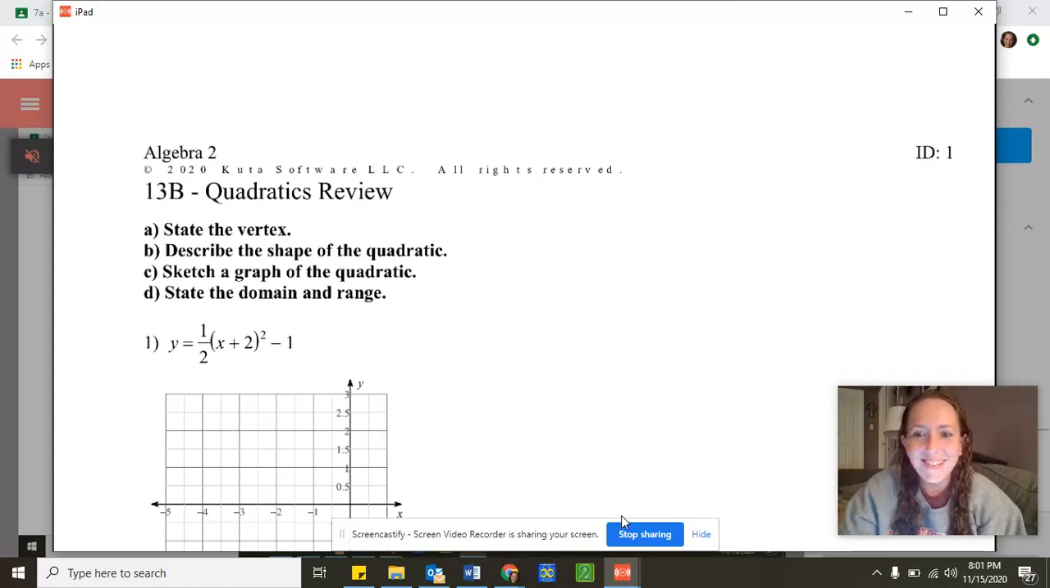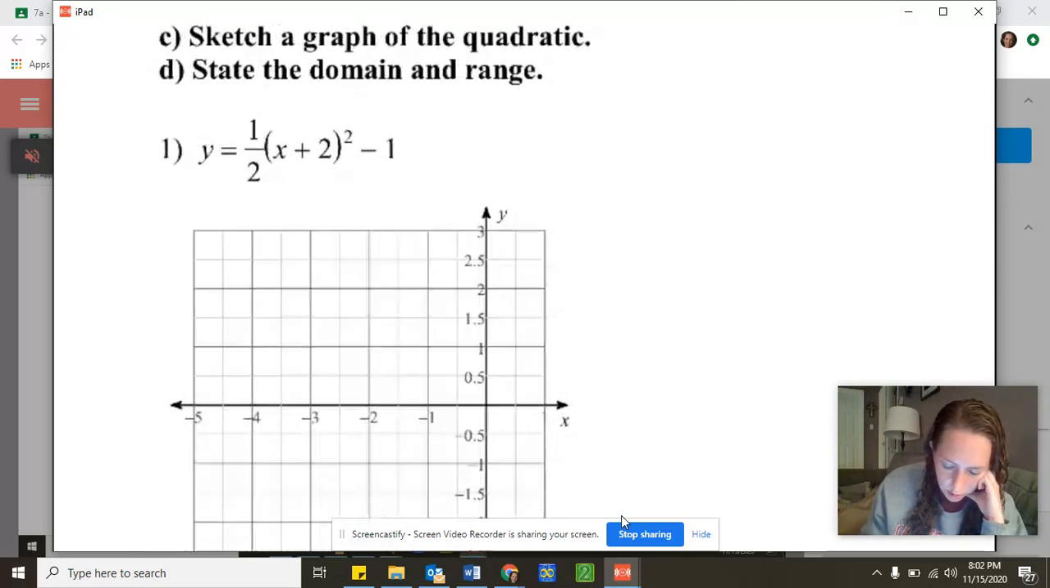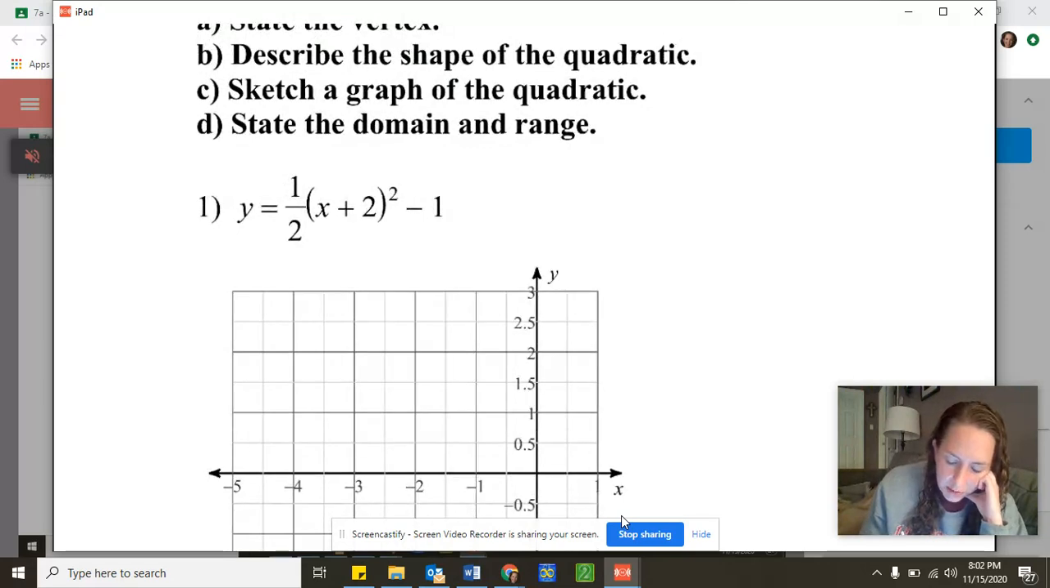So, starting with vertex form, that's what we started with first. It's kind of dealing with transformations: up, down, left, right, stretch, compress, reflect, all that stuff. But the best part of vertex form is that you can just pull the vertex straight out. How wonderful. So just remember that you have to flip the sign of whatever's in parentheses with x.